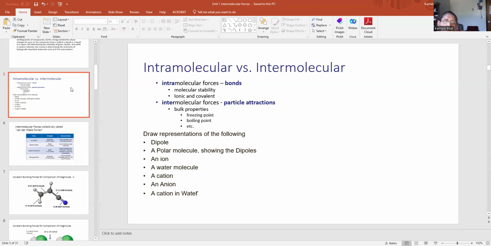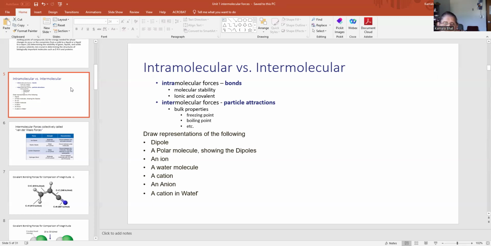Next, what is the difference between intermolecular forces and intramolecular forces? Remember, intramolecular forces are bonds. They give stability to the molecule, and they can be either ionic or covalent. Intermolecular forces are forces between particles, and they are considered bulk properties, such as freezing point, boiling point, etc.